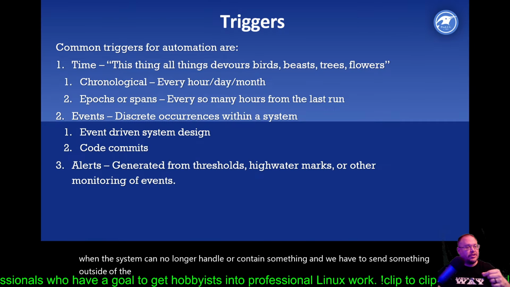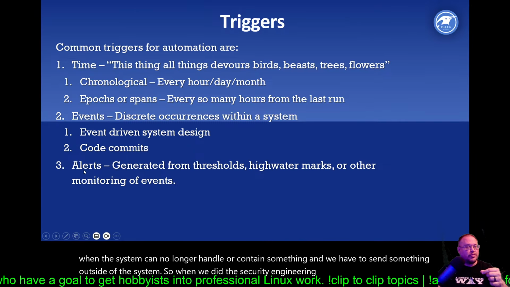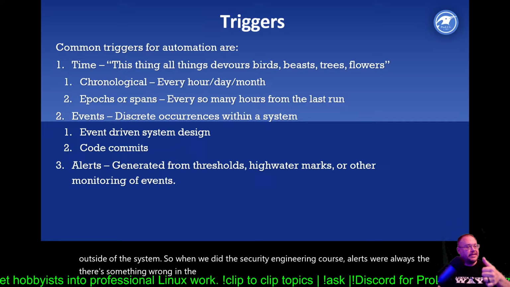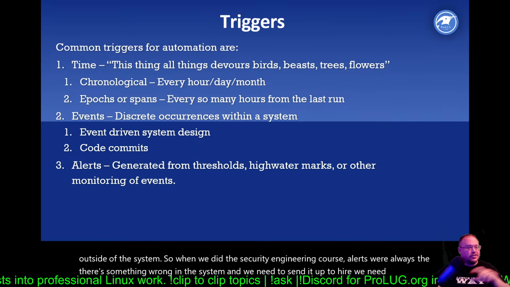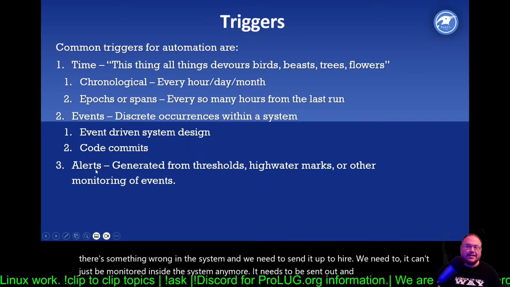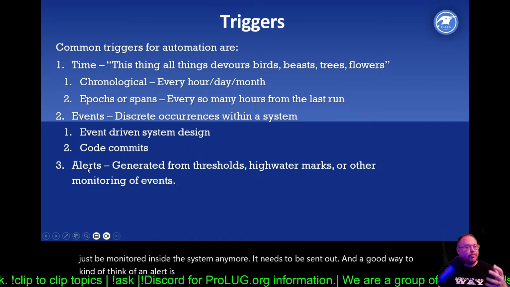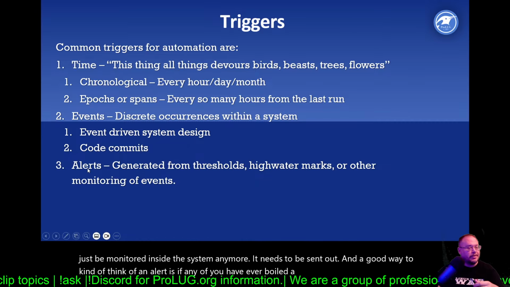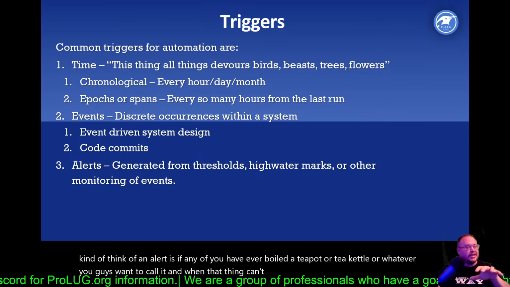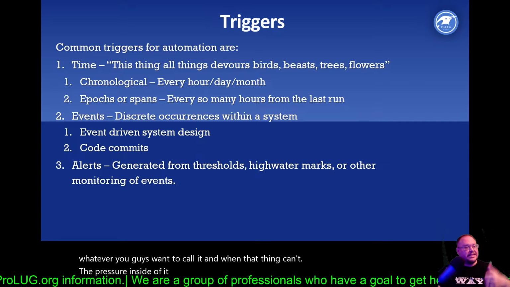So when we did the security engineering course, alerts were always, there's something wrong in the system and we need to send it up higher. It can't just be monitored inside the system anymore. It needs to be sent out. And a good way to think of an alert is if any of you have ever boiled a teapot or tea kettle or whatever you want to call it. When that thing can't handle the pressure inside of it anymore, it starts to send a signal out.